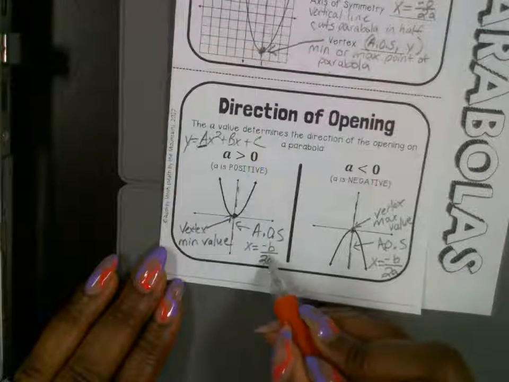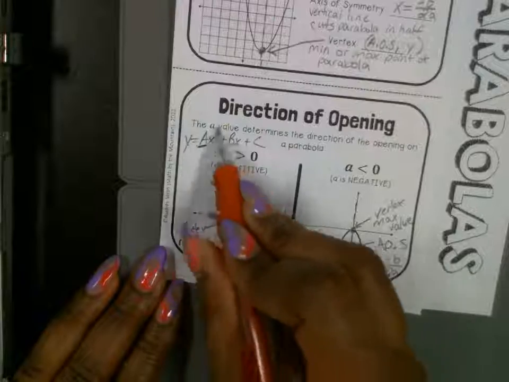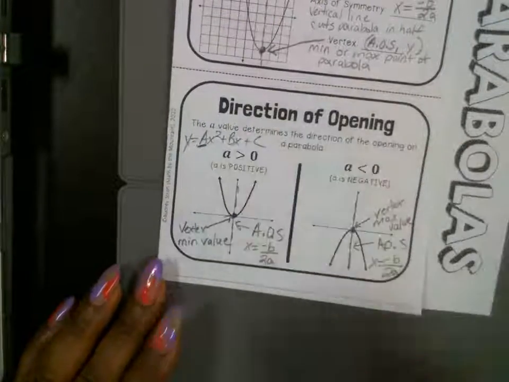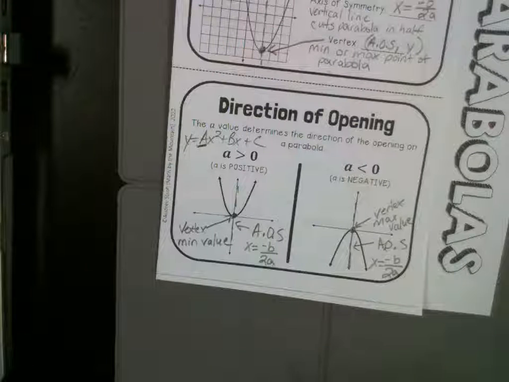Where do I get my a and my b from? I get it from the equation that they're going to give you. This is a, this is b. I'm going to keep saying the same thing over again so that maybe it'll stick.